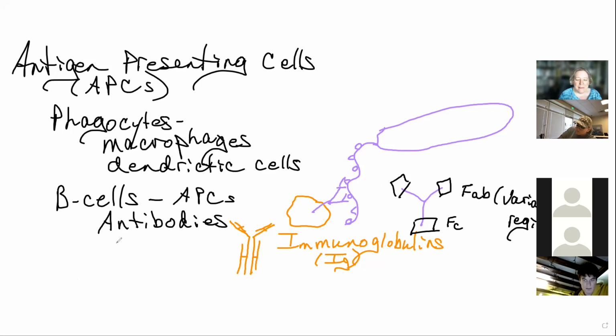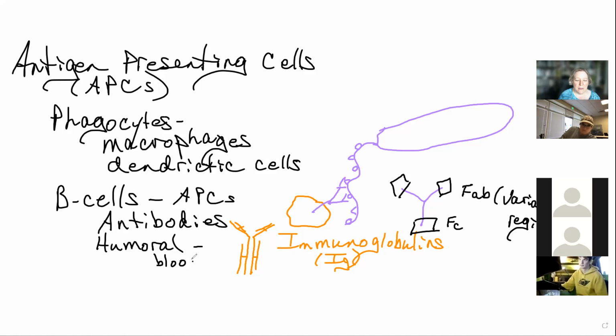So B cells, their job, once they're activated, is to make antibodies. And we also call this the humoral response. And humoral refers to blood. So these guys are circulating within your blood and other fluids in your body.